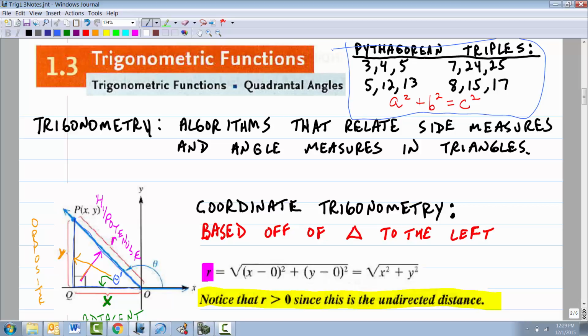What does that mean, 3, 4, 5? 3 squared, keep going, plus 4 squared equals 5 squared. Who's the hypotenuse in this last one, 8, 15, or 17? Come on, 17, it's the biggest side.